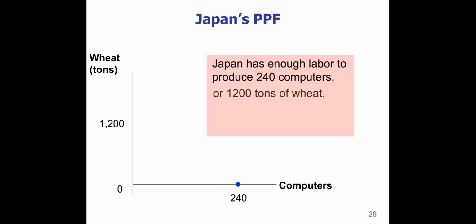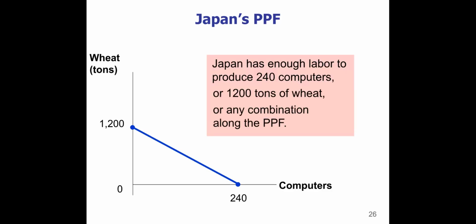All right, so you should have something like this for your Japan PPF. Remember, the question told you to put wheat on the vertical axis, and if Japan used all of their labor hours to make wheat only, they could make a maximum of 1,200 tons of wheat or 240 computers. The line represents possible combinations that Japan could make with their 30,000 labor hours.